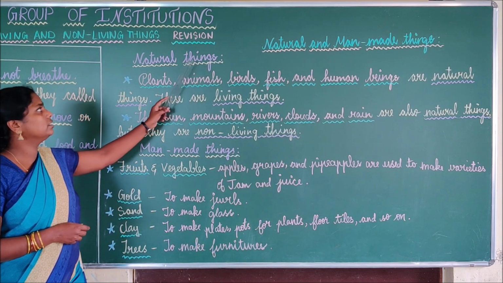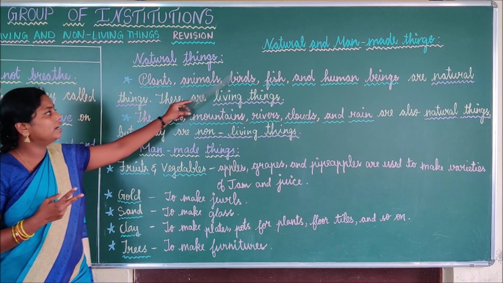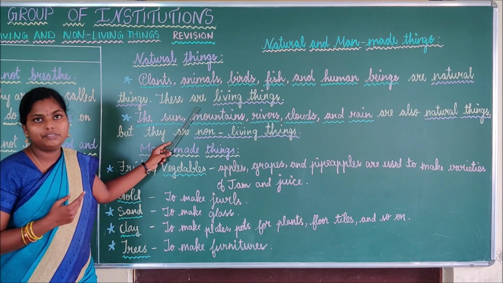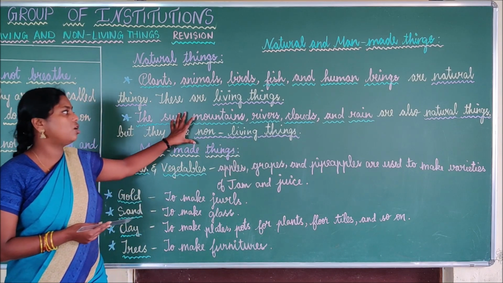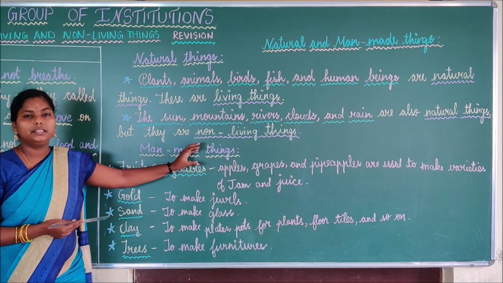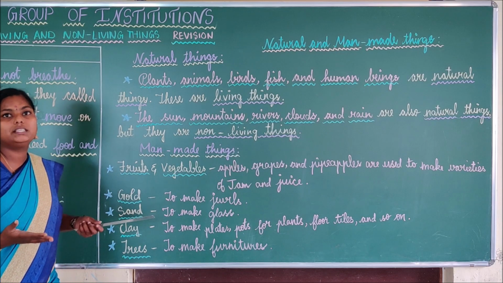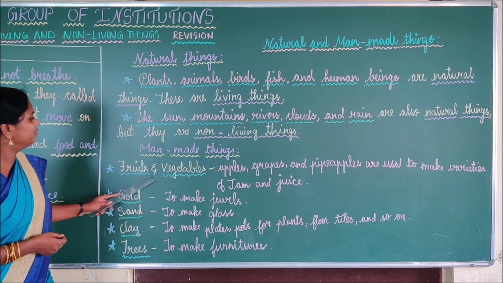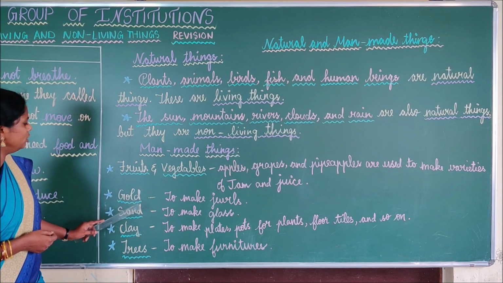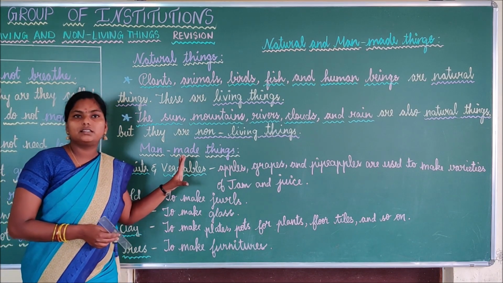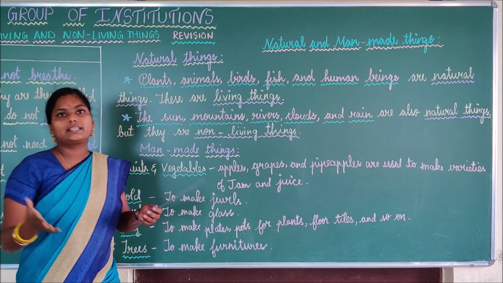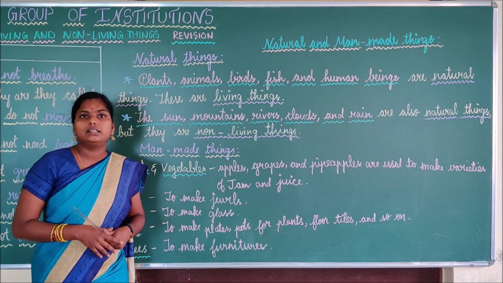So natural things have two types. One kind is called living things and the next is called non-living things. From these non-living things, man-made things come. Human beings make things from fruits and vegetables, gold, sand, clay, trees. So are you clear with this lesson now? Now we will see the exercise and question answers of this lesson.